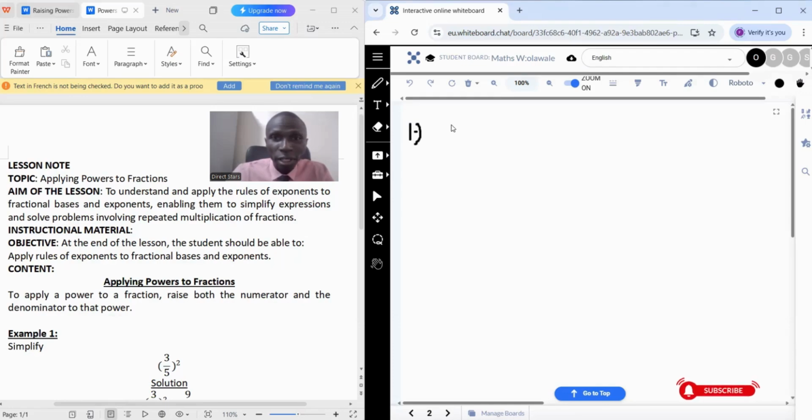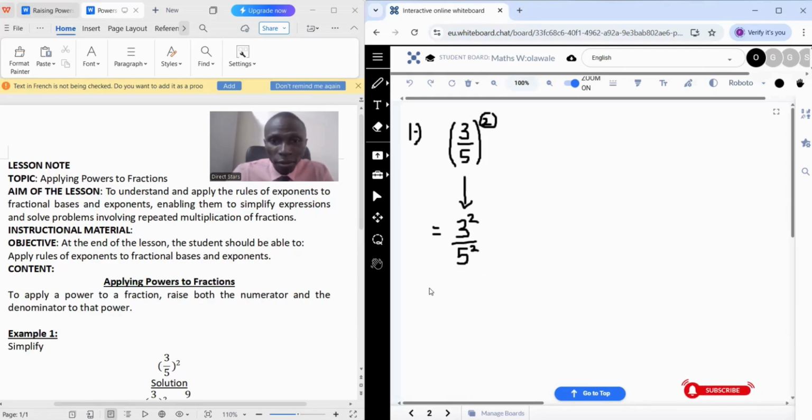Here we have to simplify 3 over 5, which is a fraction, and we raise this to the power of 2. Now, the power that we have here is being affected by the numerator and the denominator. So solving this now, we can have this to be equal to 3 raised to the power of 2 over 5 raised to the power of 2.